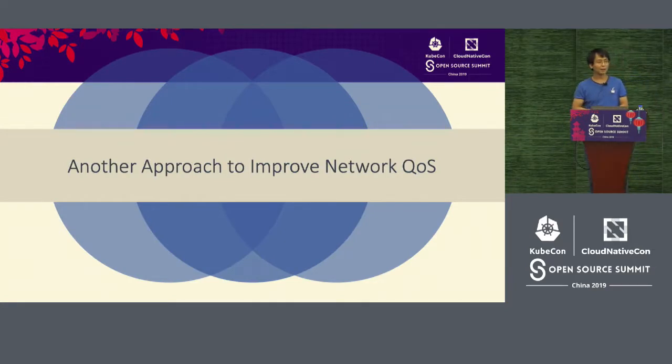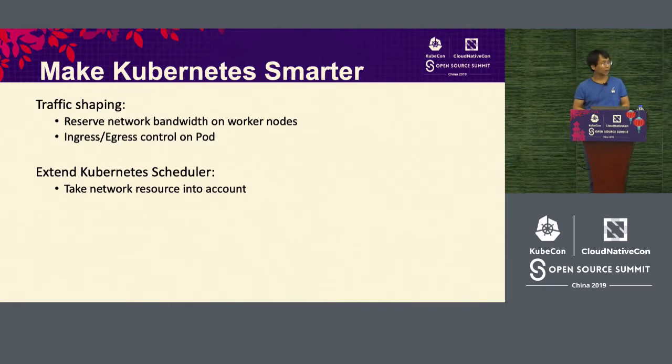And as Yuyang just mentioned, within the community there were already several network features, for example, hardware accelerations and different solutions to improve the performance. And so today, I wanted to talk about using another way to improve the network QoS. So we need to make Kubernetes smarter.